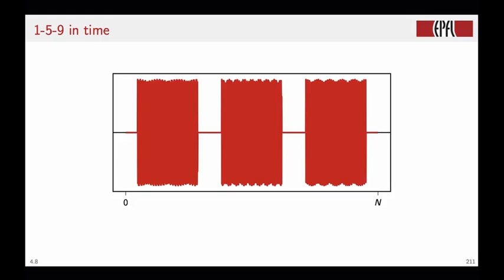So here's, for instance, what happens if you dial 159 on your keypad. You generate a signal that sounds like this.